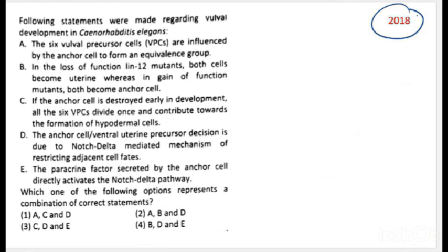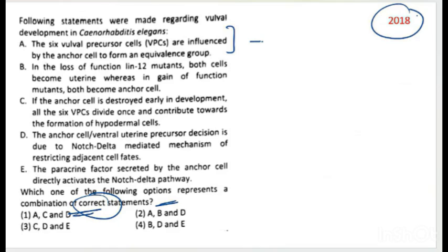Right? Following statements are made regarding the vulva development in the C. elegans, right? And you need to find out which of the options represents the combination of correct statements. First one, six vulval precursor cells are influenced by the anchor cells to form up an equivalence group. This one is the correct statement, right? Then loss of lin12 mutants, both cells become uterine, whereas gain of function, both cells become anchor, maybe.